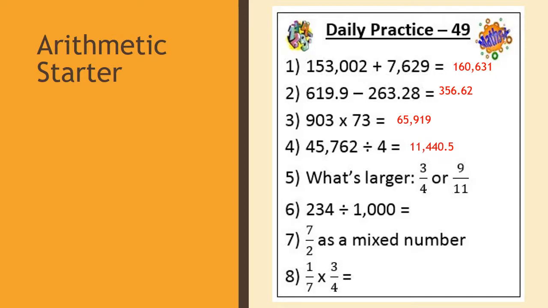45,762 divided by 4 equals 11,440.5. So you could have just halved that and halved it again if you could do that mentally. But otherwise, you could have used the bus stop method to help you there.